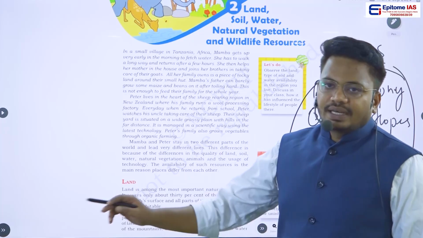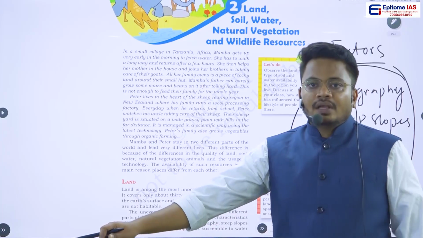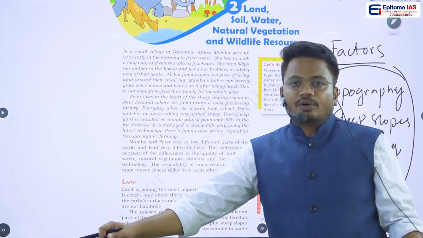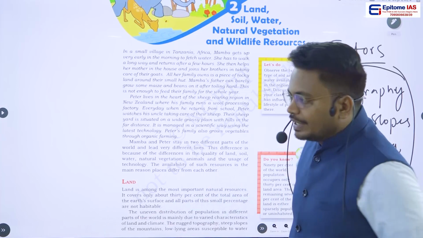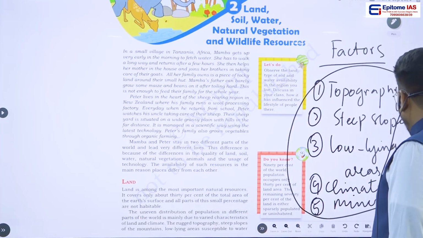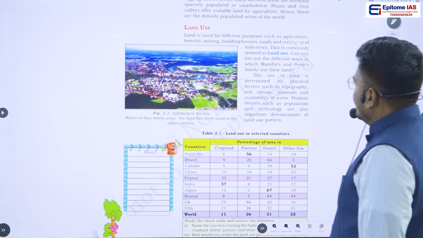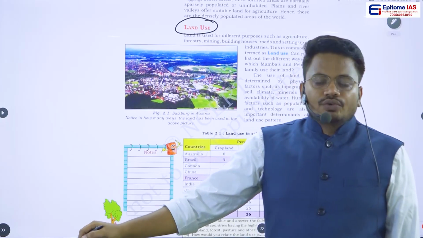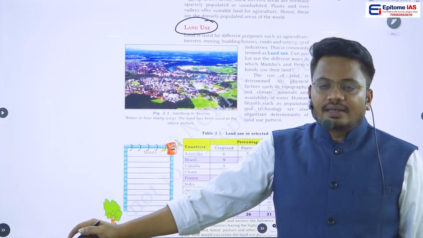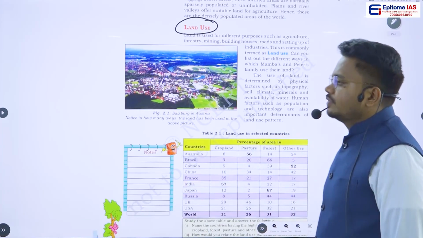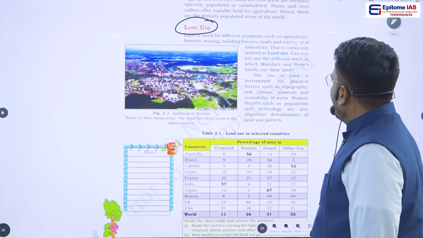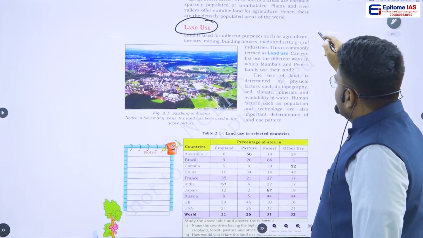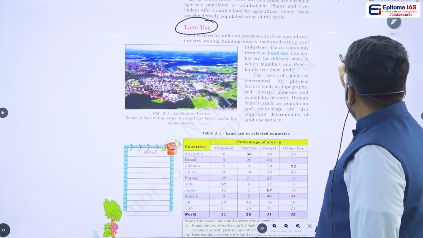So because of this uneven distribution of population only, we can see that a small amount of area is being used by a large population. Now if you see here, what is meant by land use? If you use your common sense, we can tell that land use is nothing but the land which we are using.